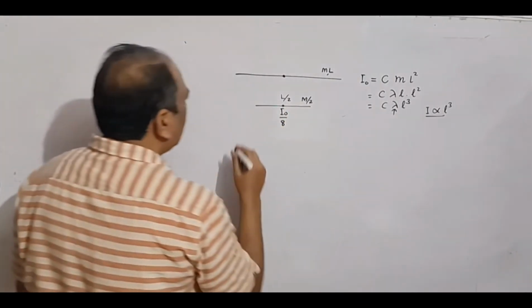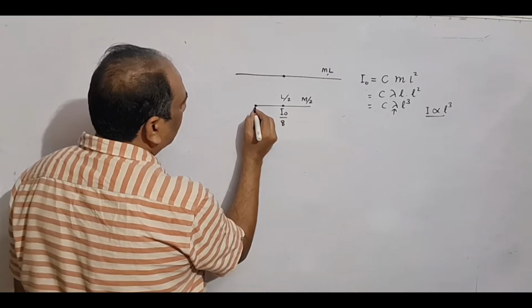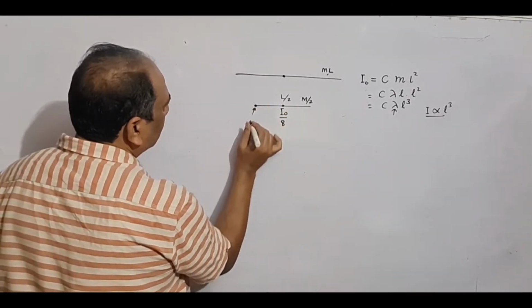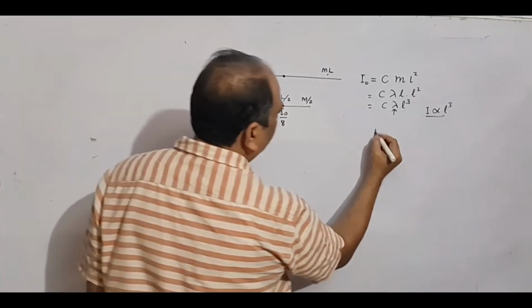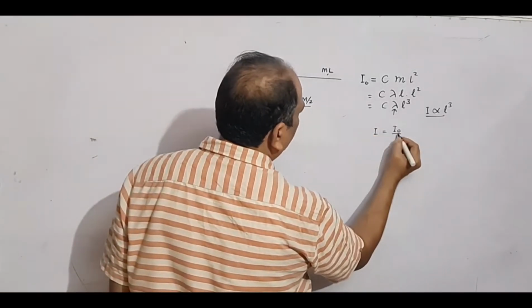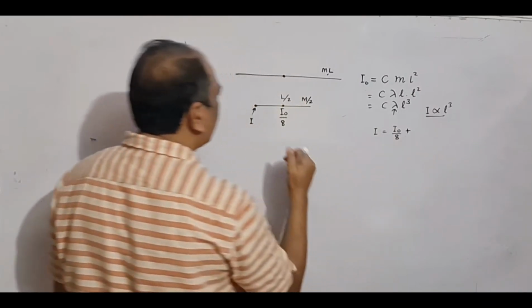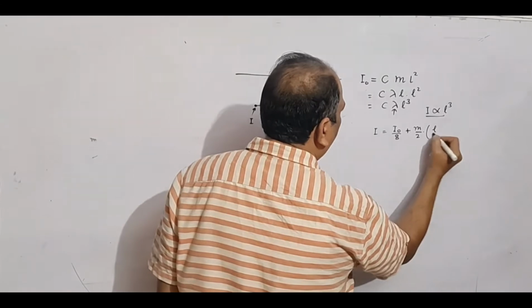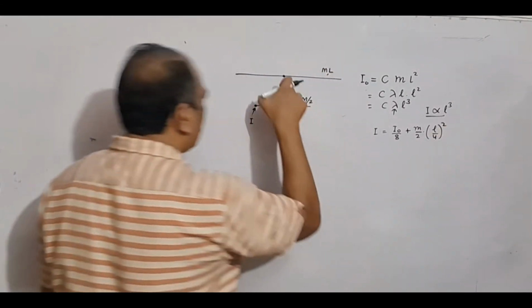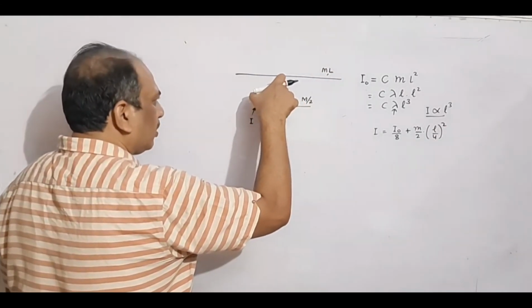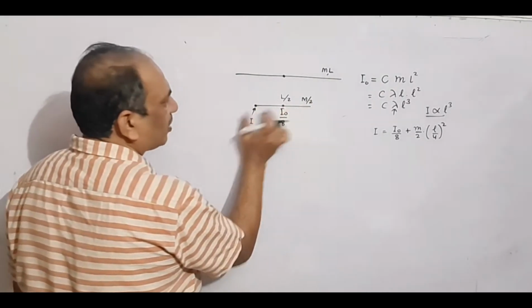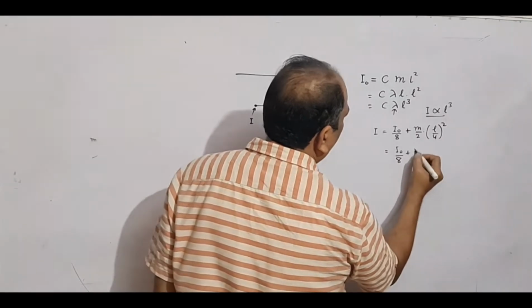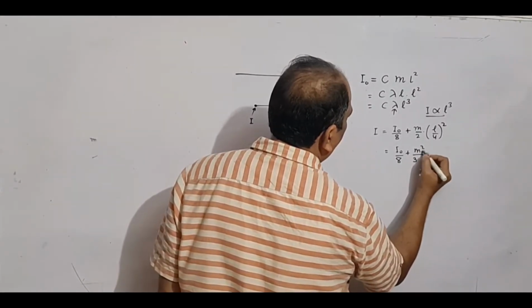Now the moment of inertia about this axis, if the axis is shifted from here to here, will be suppose I, where I is equal to I0 by 8 plus, using parallel axis theorem, m by 2 into L by 4 square. L by 4 is the amount of shifting, since this length is L by 2, half of which is L by 4. And this will come out as I0 by 8 plus mL square by 32.